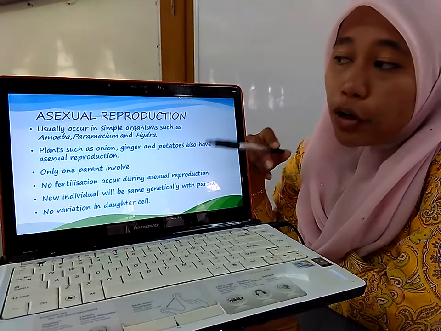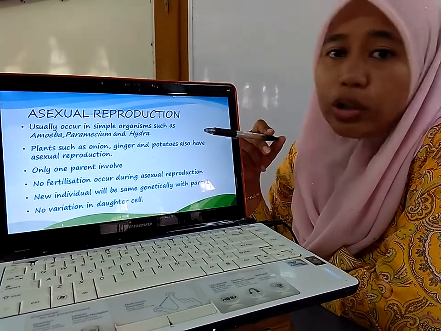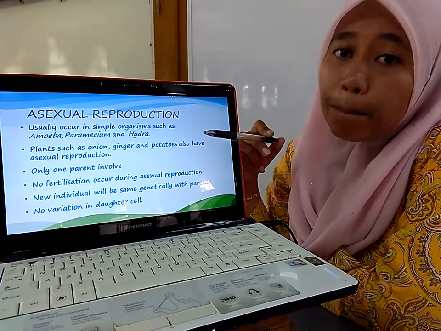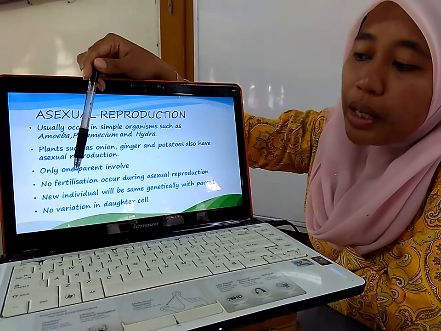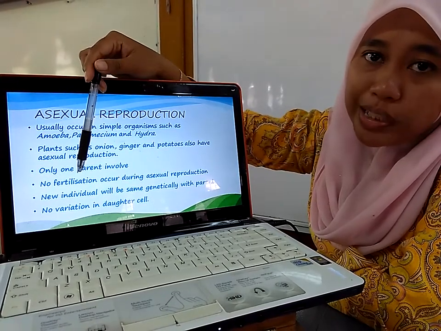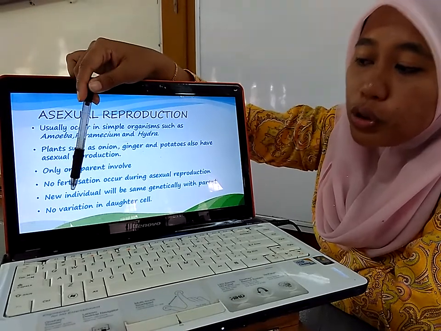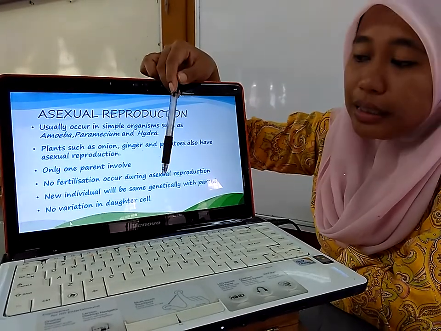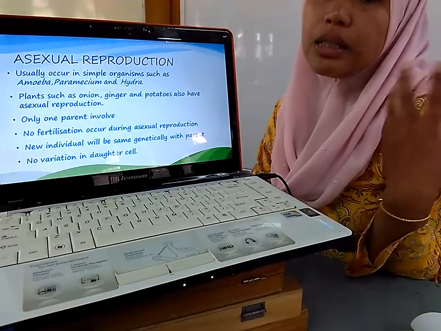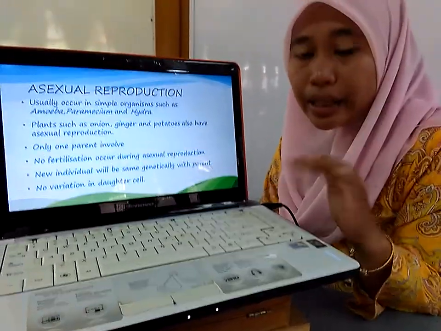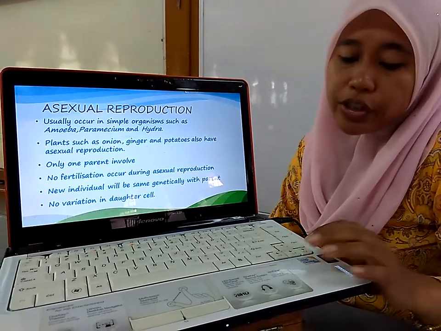Okay, for asexual reproduction, they will not need ovum or sperm, or they will not need female and also male organisms, because only one parent is involved here, and also there is no fertilization between the sperm and the ovum, and the new individual will be the same genetically with no variation, which means what the parent is, the children will be like that, and between the children there will be no differences, which means no variation.